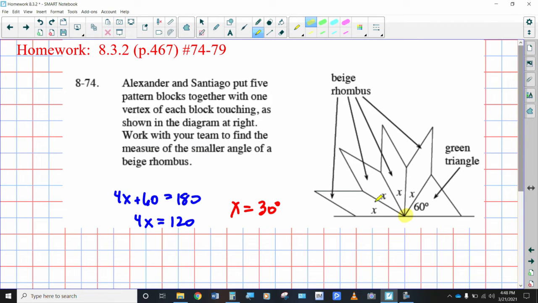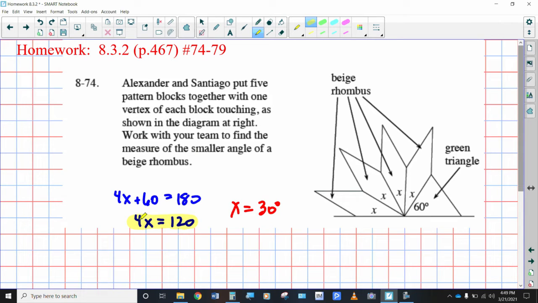I don't know. But at any rate, you can see that you got 1, 2, 3, 4 of those, which are all the same measure, and then this 60-degree angle in this green triangle here, all of them put together form this straight line, this straight angle, which makes them all combined supplementary. So you are going to add the 4x's plus the 60 to get 180, which means that the 4x's by themselves have to be 180 minus the 60. They have to be 120.